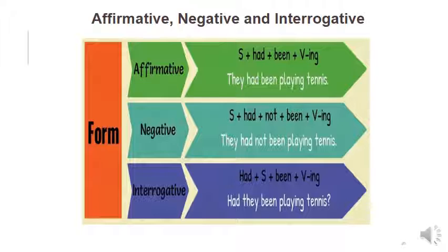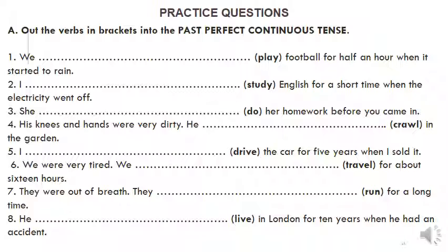In the affirmative, negative, and interrogative, we also follow a certain pattern in which we write the subject plus had plus been plus the verb plus ing. They had been playing tennis. In the negative form, we just add not. They had not been playing tennis. And in the interrogative, we start with had. Had they been playing tennis? Let's solve this exercise together. We have to put the verbs into the past perfect progressive.